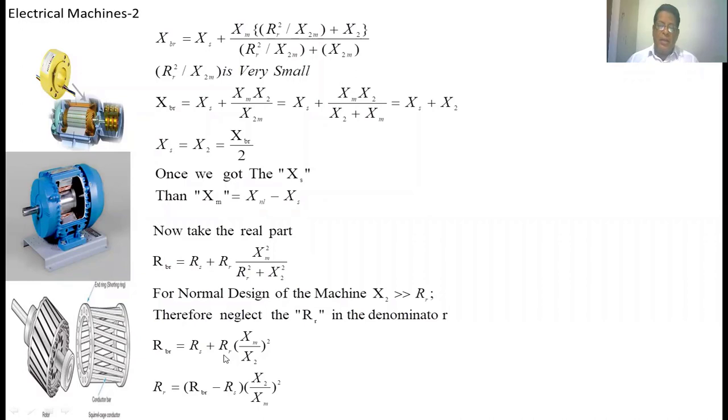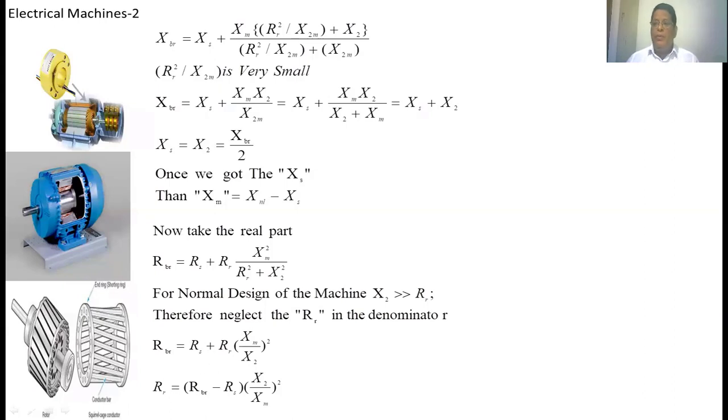RR is nothing but the per phase rotor resistance. RR equals RBR minus RS, into X2 by XM, whole square. In this equation, we know the RBR value from the block rotor test meter readings. RS is the stator resistance, which we already calculated. X2 is the rotor standstill reactance, which is also calculated. XM is the magnetization reactance of the induction motor, which is also calculated. So you can calculate the rotor resistance by using this equation.